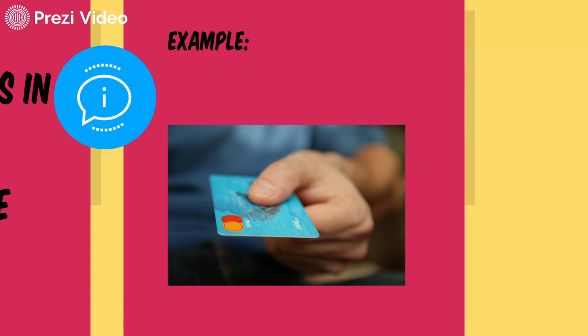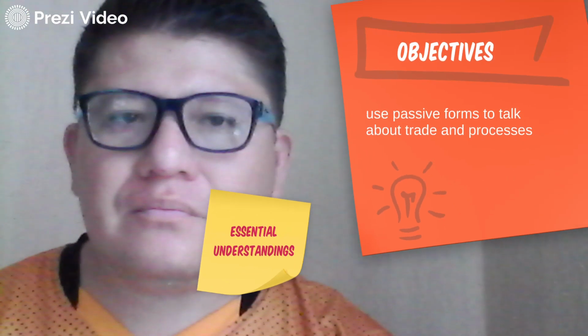This is a picture, and in this picture you can see a person with a credit card. I can say, for example, my credit card was stolen. In that sentence, I use the passive voice. Okay, my credit card was stolen.